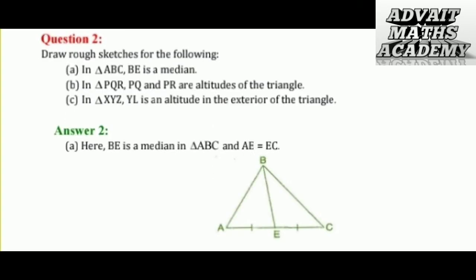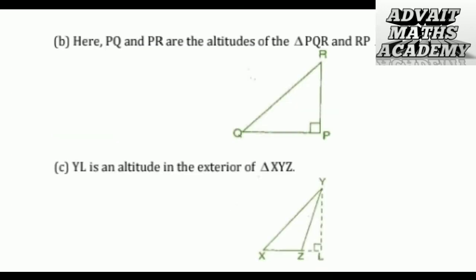See question number 2. Draw a rough sketch for the following. First one, triangle ABC, BE is a median. See, here BE is a median in triangle ABC. AE is equal to EC. Second, PQ and PR are the altitudes of triangle PQR, and RP is perpendicular to QP. See, similarly third one, YL is the altitude of the exterior of triangle XYZ.